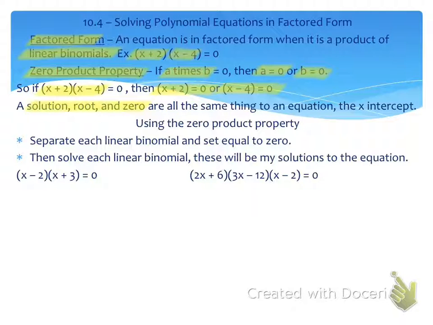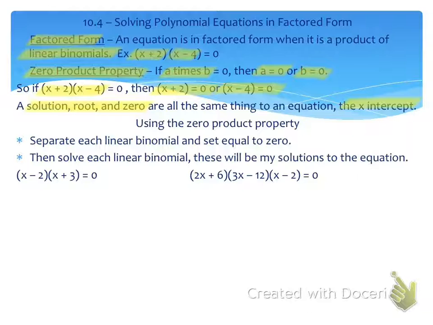Solution, root, and zero are all the same thing to an equation. So if I say find the solution, the root, or the zero, they're all the same thing. It's always going to be my x-intercept. And what we're going to be doing today is finding our solutions, which are also our roots and our zeros.